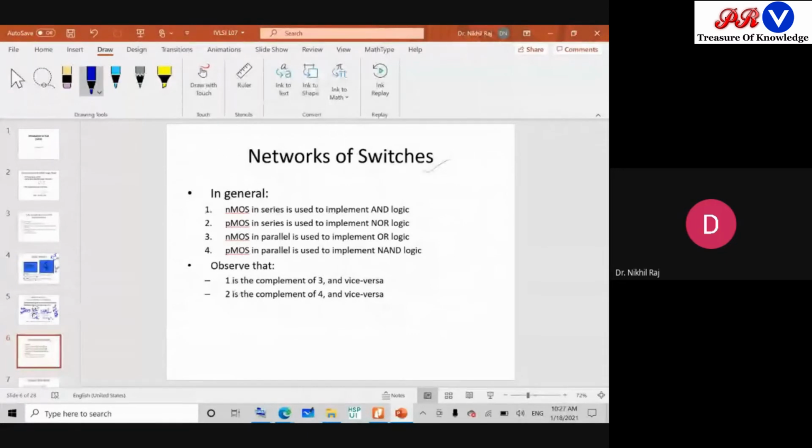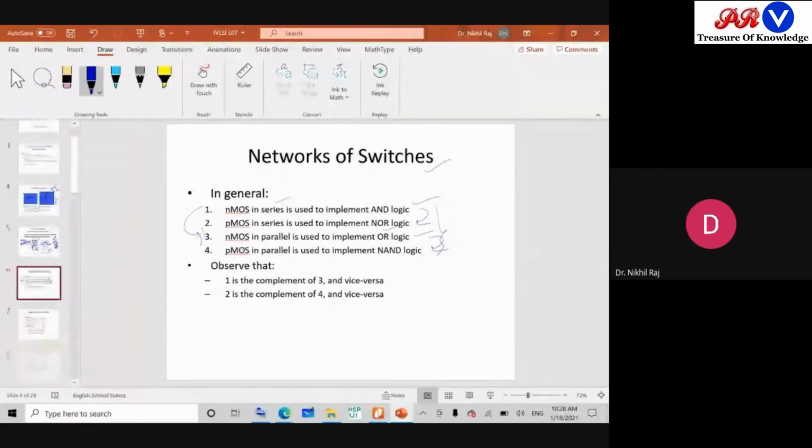When NMOS are in series, we have seen it is an AND gate. The dual will be your NOR logic. If they are in parallel, it will give me OR logic, and the dual will be your NAND logic. And this and this are, one is the complement of the other. Okay, it should be 2, I think. Whatever, the point is that pull up and pull down are duals of each other.